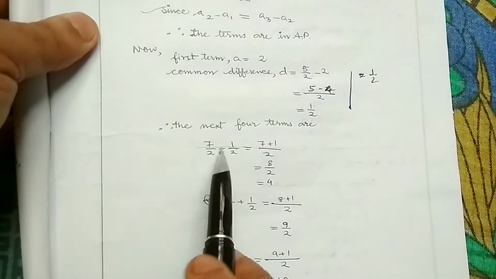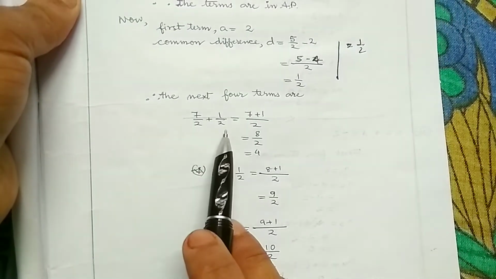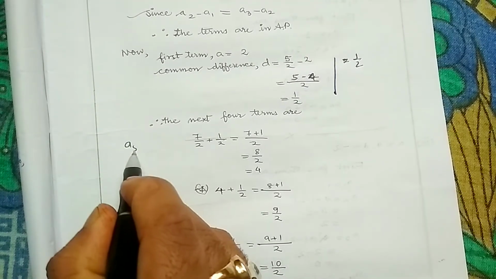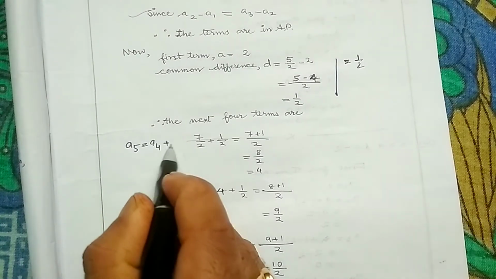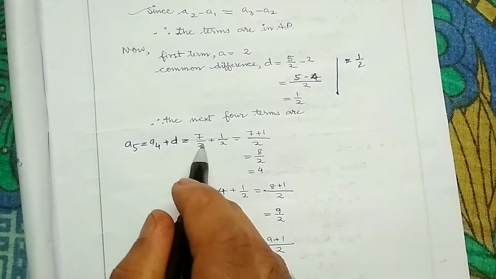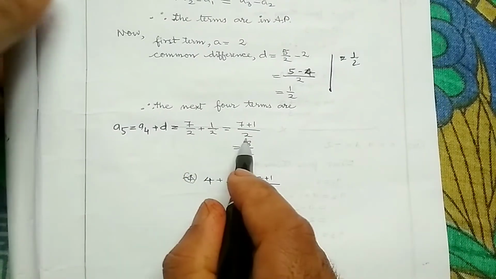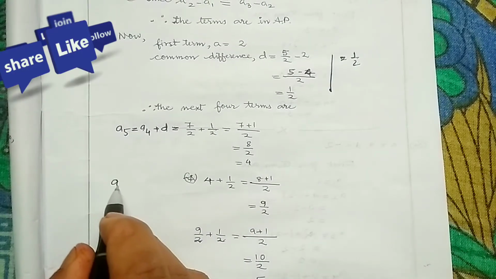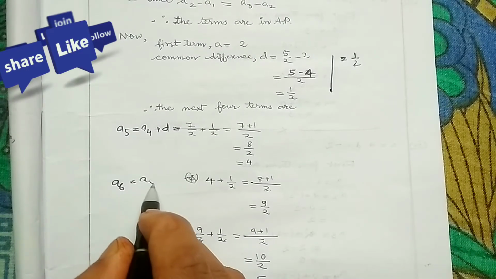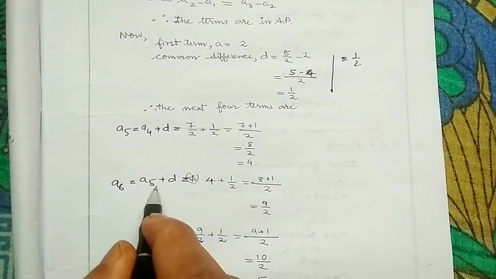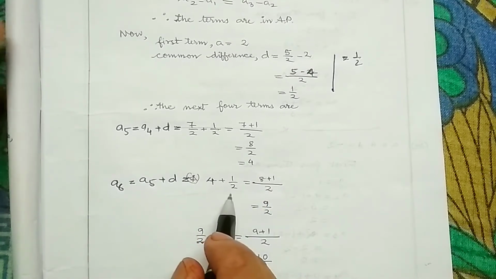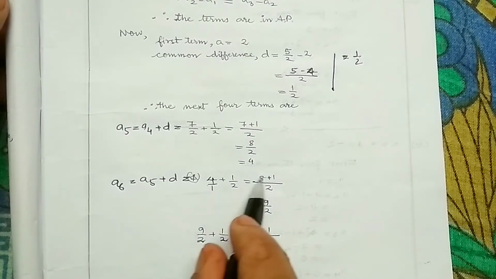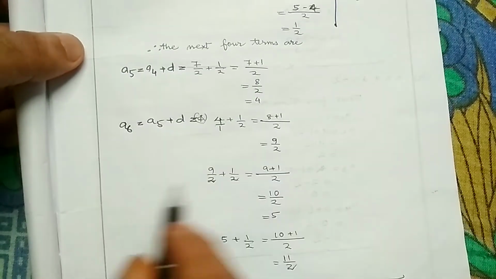So the next term will be 7 by 2 plus half. That means we are writing A5. A5 will be A4 plus D. And we know A4 is 7 by 2, plus half. LCM will be 2. It will be 7 plus 1, 8 by 2, 4. Similarly, A6 will be A5 plus D. A5 we already got as 4. 4 plus half. LCM will be 2. 4 times 2 is 8 plus 1, 9 by 2.